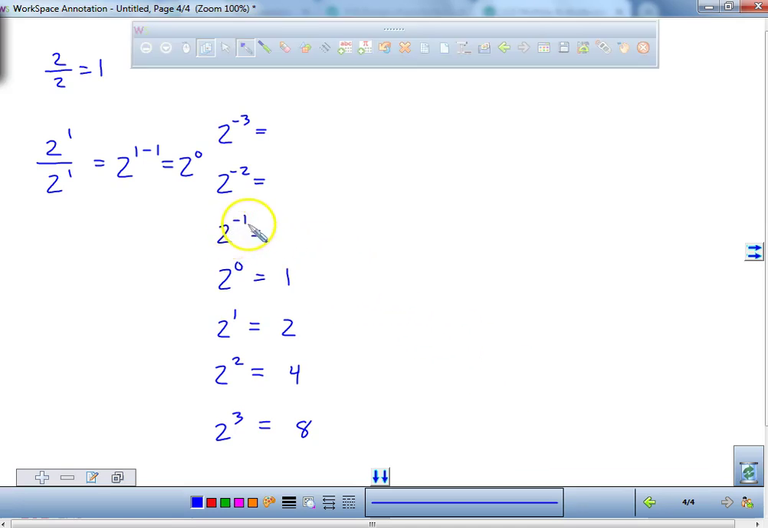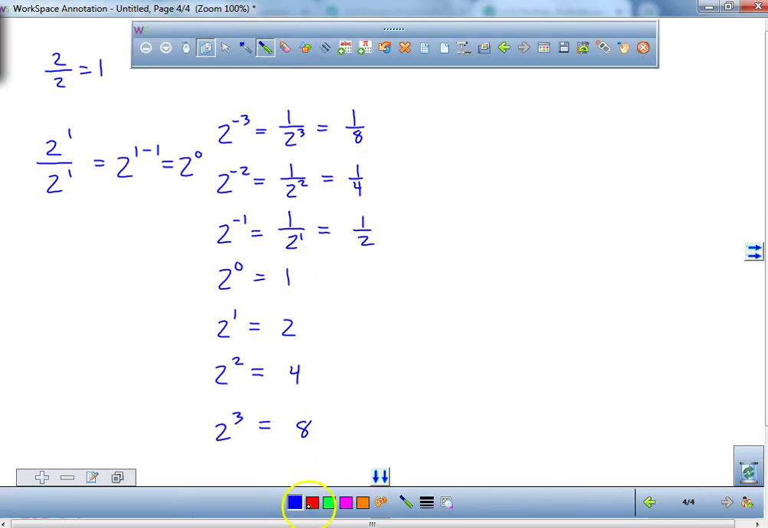So 2 to the power of negative 1 is the same as 1 over 2 to the first. 2 to the power of negative 2 is the same as 1 over 2 squared. And 2 to the power of negative 3 is the same as 1 over 2 cubed. This becomes 1 over 8, this becomes 1 over 4, and this is just 1 over 2. Look at the pattern real quick. I have a 1, then I go to 2, 4, 8. Well, this just becomes 1 over 2, 1 over 4, 1 over 8. So negative exponents help us talk about really small numbers as we get closer and closer to 0.